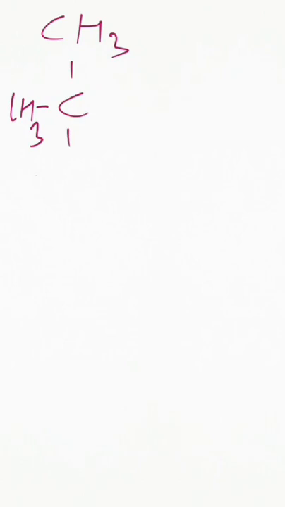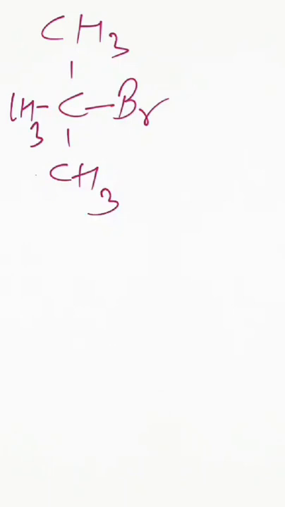So what happens in E1 reaction or unimolecular elimination reaction? Here we take an example of tertiary butyl bromide, tert-butyl bromide. We are going to discuss the dehydrohalogenation of tert-butyl bromide. So what is tert-butyl bromide? Tert-butyl bromide is this. It is a tertiary alkyl halide.